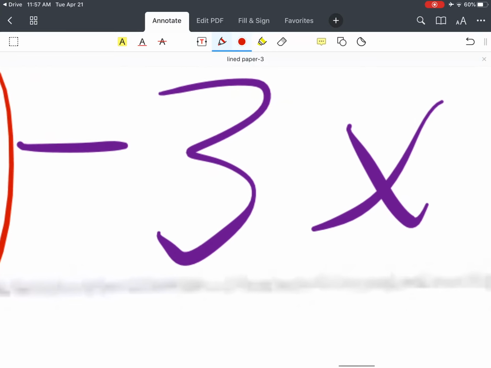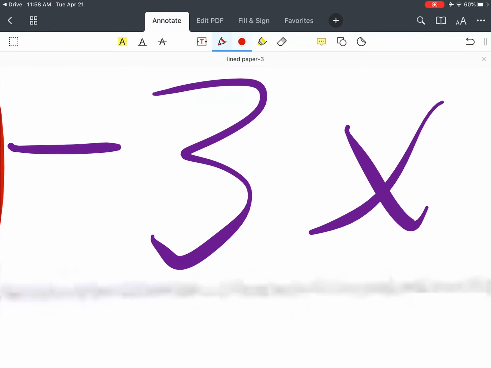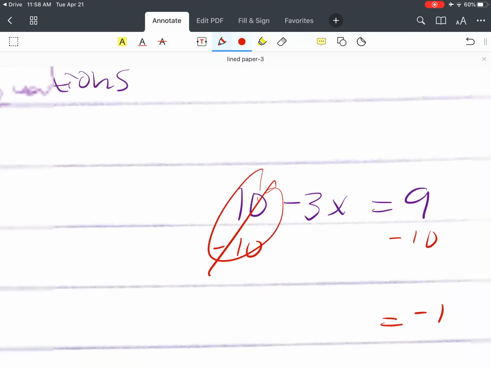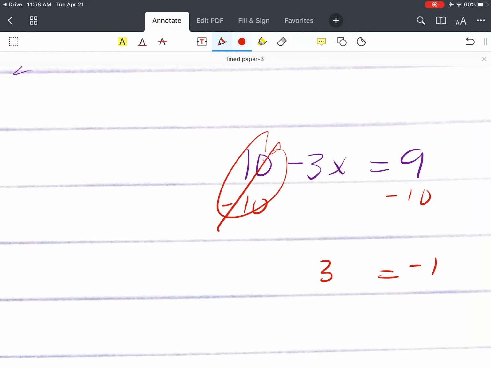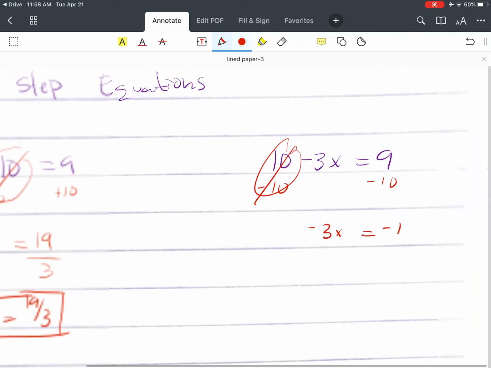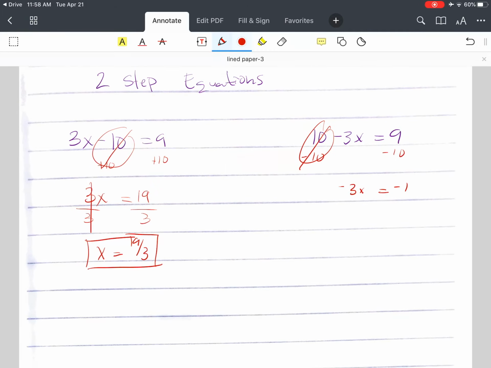Now, a lot of people forget that this is actually a negative 3x. A lot of people would just write 3x here, but you forgot the negative. It's a negative 3x, okay? The opposite of multiplying by negative 3 is dividing by negative 3. That's a 1. So x equals a negative divided by a negative is a positive, and so this just becomes 1/3.